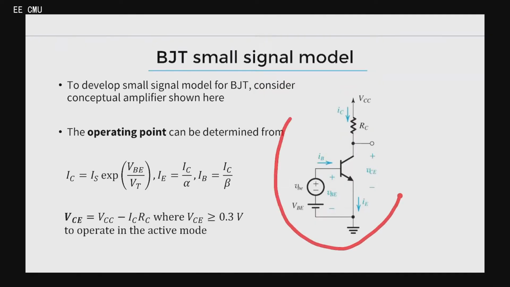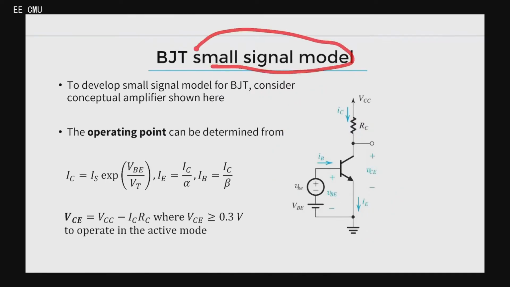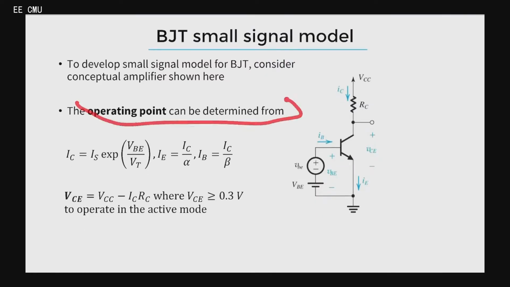We will use this type of circuit to analyze and derive the equations to develop the small signal model for the BJT. We have already tried to find the operating point, right? We can find it by removing the small signal components, VBE. This part is 0.7 volts, right? And this VC is equal to VCC minus IC times RC, because of the polarity across the RC resistor, which is the voltage drop, right?